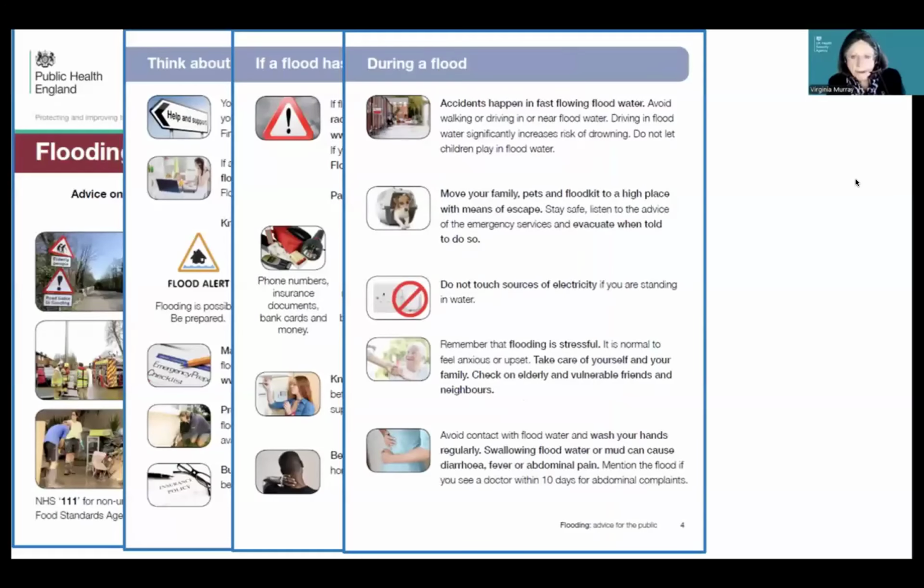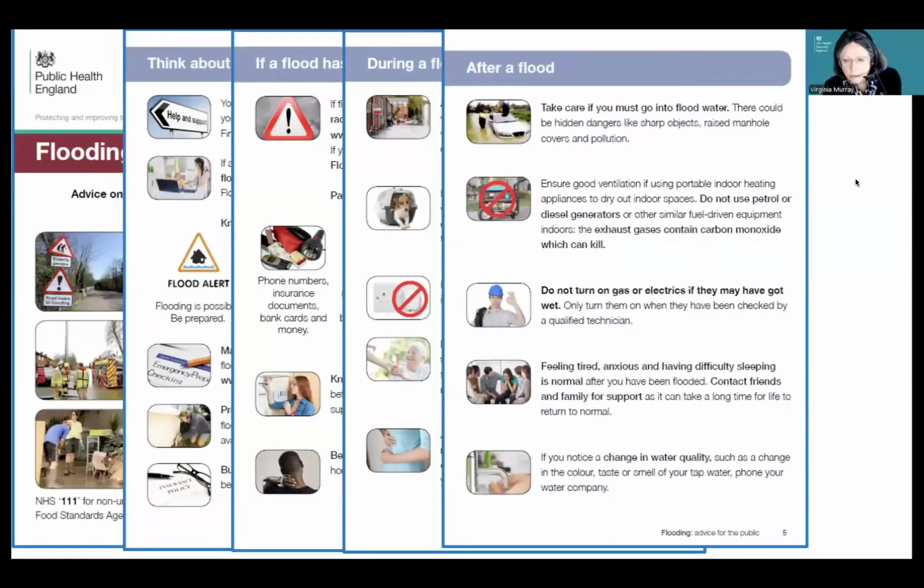And just be really careful not to hurt yourself. And of course, we know that during the flood, accidents happen in floodwater, and that you need to move your family and pets, and you mustn't touch electricity. And remember, flooding is stressful. And most importantly, you must wash your hands in clean water because of the risk of foodborne diseases and waterborne diseases.